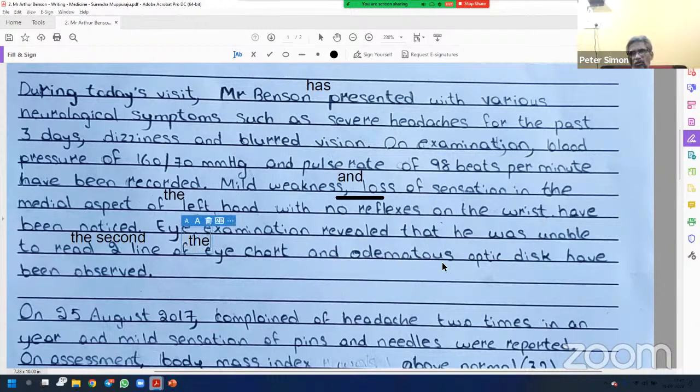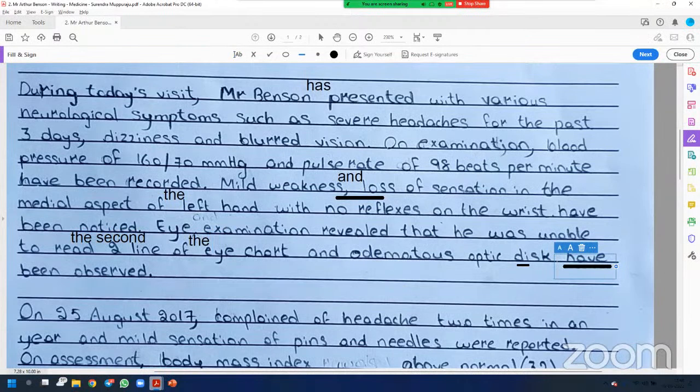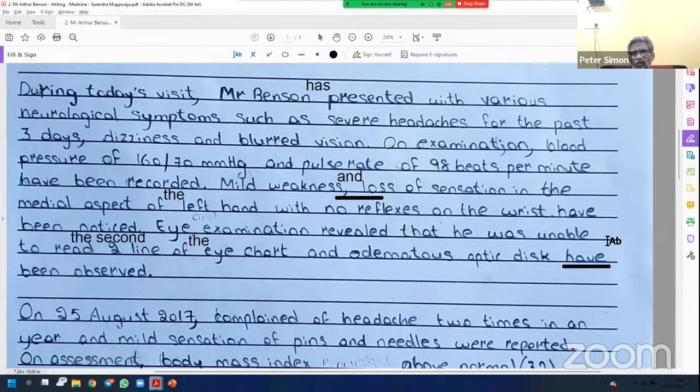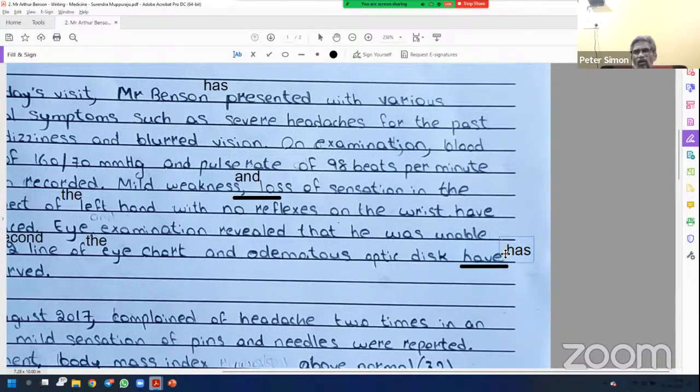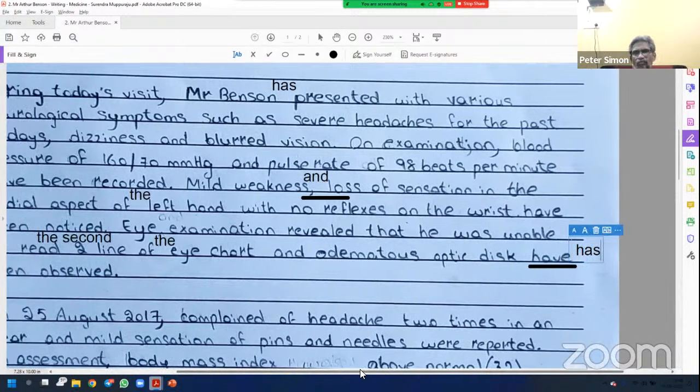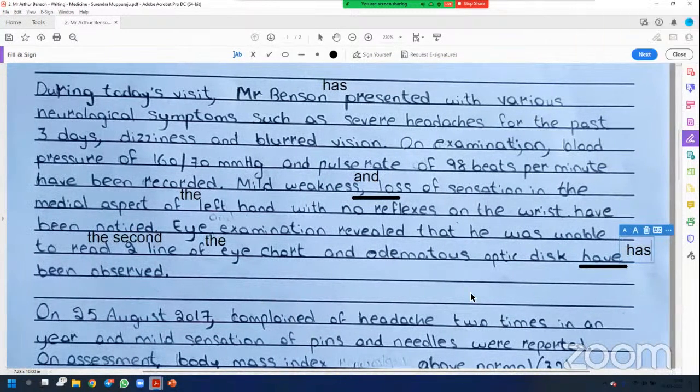And edematous optic disc have been. Why have been? It's 2 things, right? Edematous optic disc has been observed. It's 2 things, right? Should it be singular or plural? Actually, we should say two things, right? Was unable to read the second line of the eye chart and edematous optic disc.